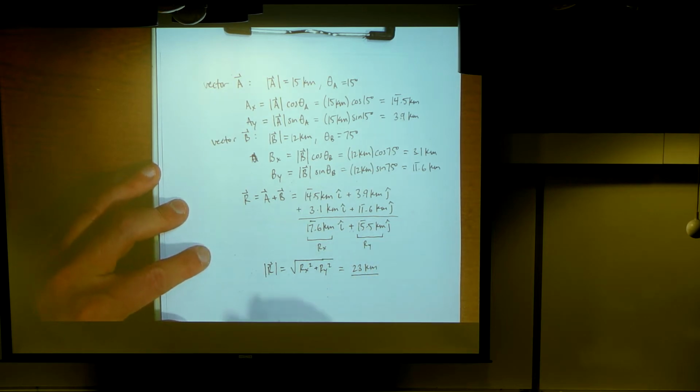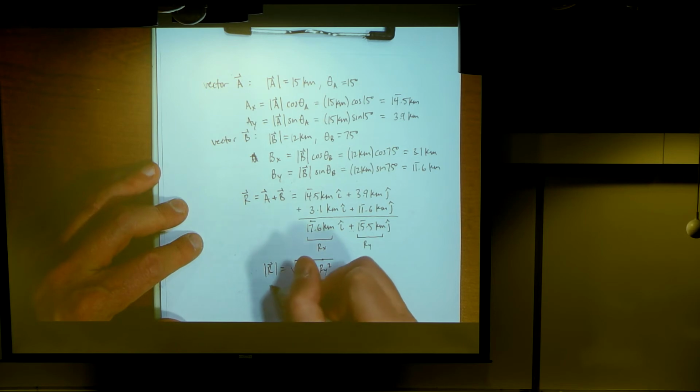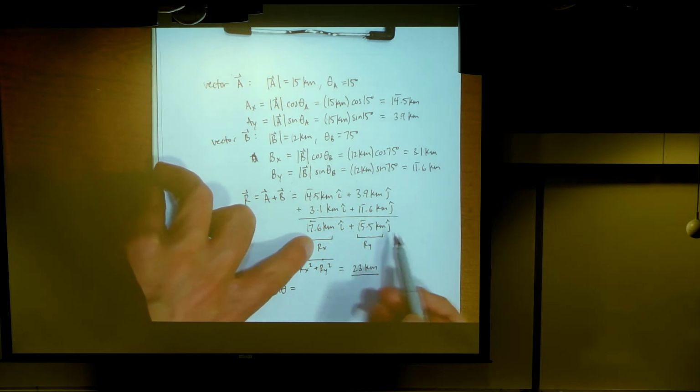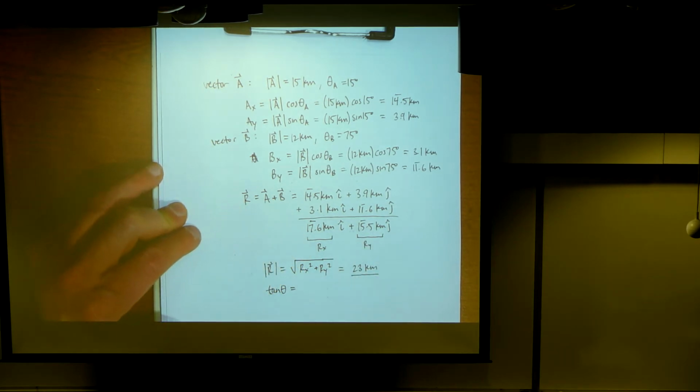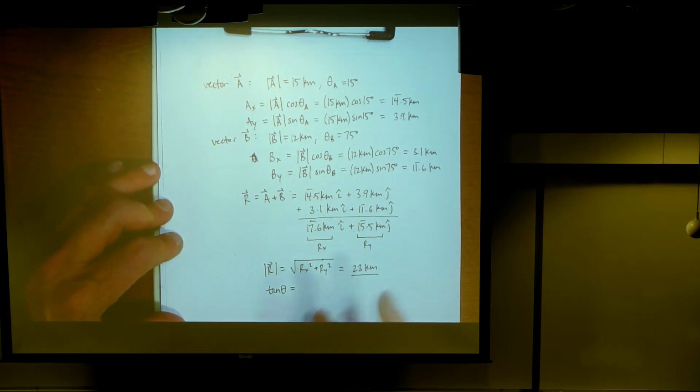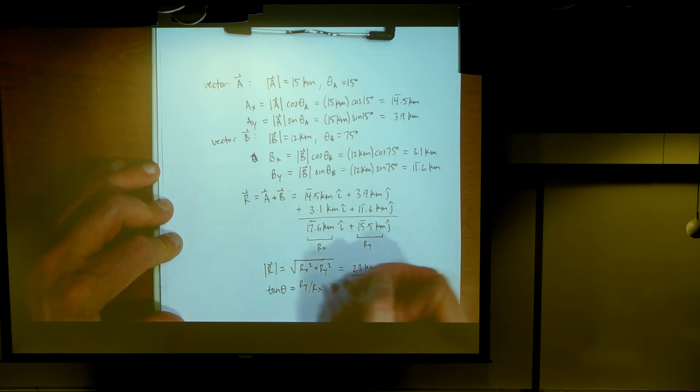Okay. We also know that tangent of my angle theta, which I'm trying to figure out what angle this resultant vector is pointing at, is equal to what again? I have tangent theta equals, just as a formula. So what I'm looking for is Ry over Rx, right? And then we'll put in the specific numbers. But first we have to take the inverse tangent, right?